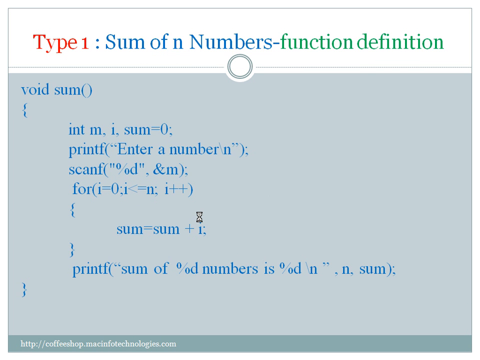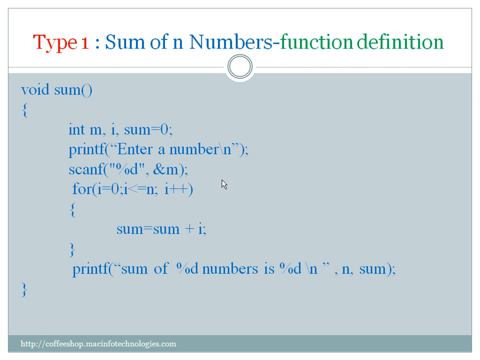So type 1 example we'll see. Here we have created a function called sum. This function will take a value as input from the user. We are not sending any arguments to this function.